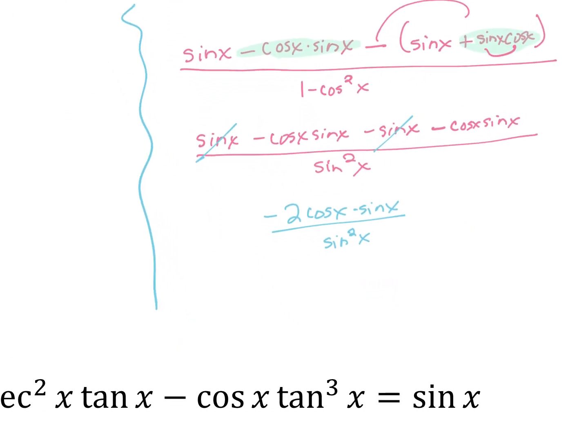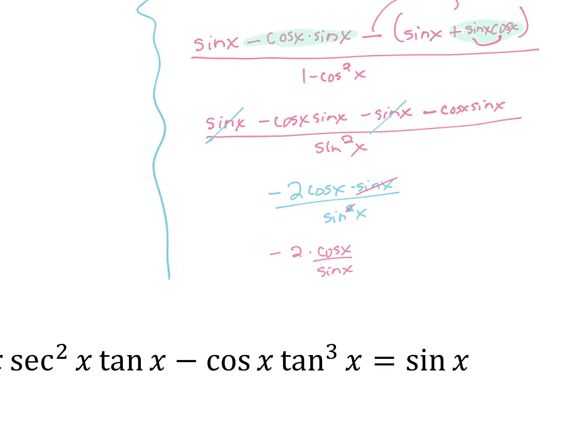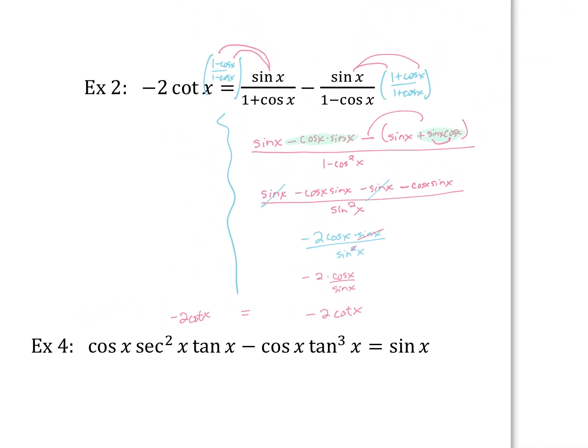Yep, we've got sines that can cancel out or divide out, so that divides with one of those. And we have negative 2 times cosine x over sine x. Man, how pretty is that? Isn't that awesome? All of that stuff that just combines together so nicely.